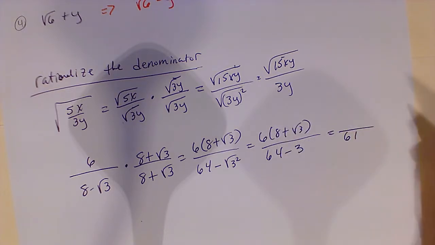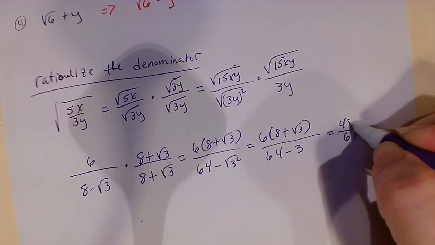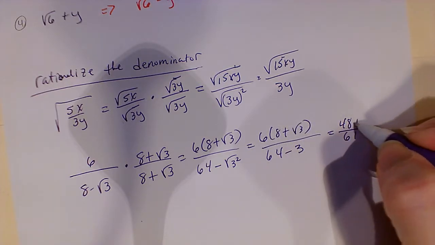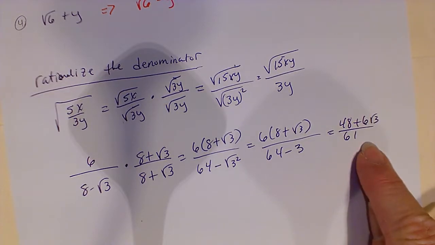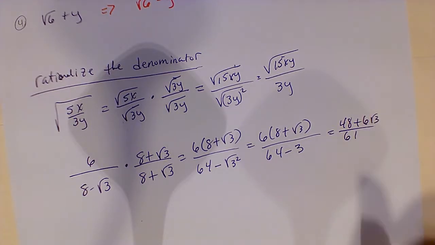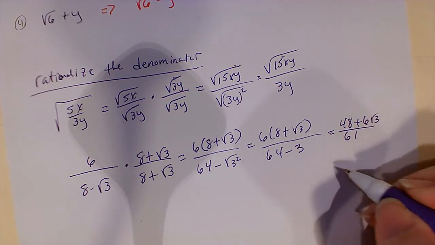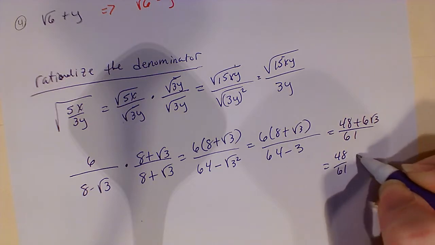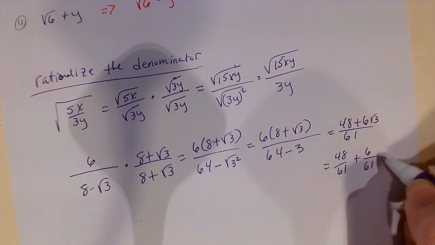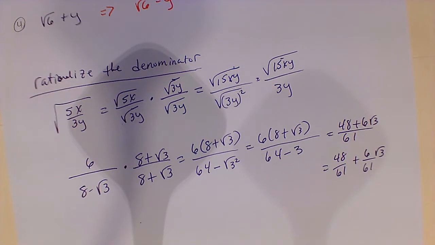Well, 61 won't reduce with 6, so we can go ahead and multiply this out. 6 times 8 is 48. 6 times the square root of 3 is just 6 the square root of 3. So I'm okay if you leave it like this. In the homework, you may have to break it up into 2 fractions, but for me, this answer will be okay. If you do have to break it up into fractions, it would be 48 over 61 plus 6 over 61 times the square root of 3. But either one would be okay for me.